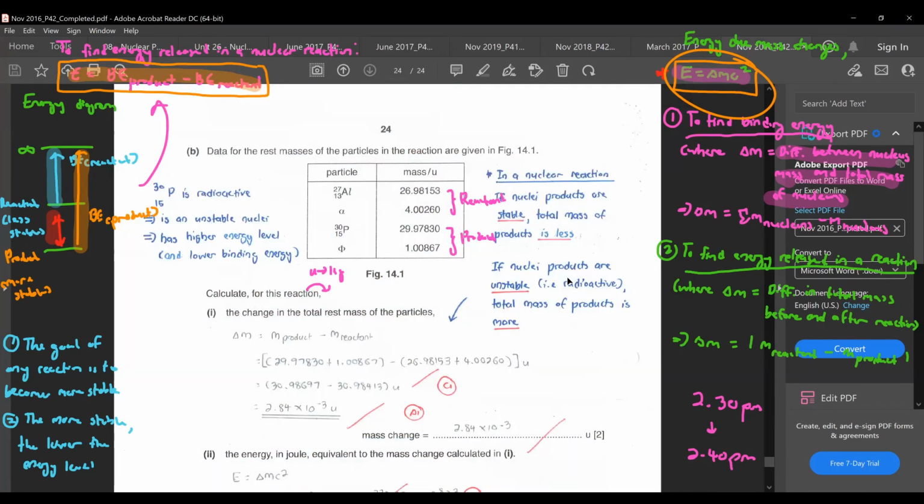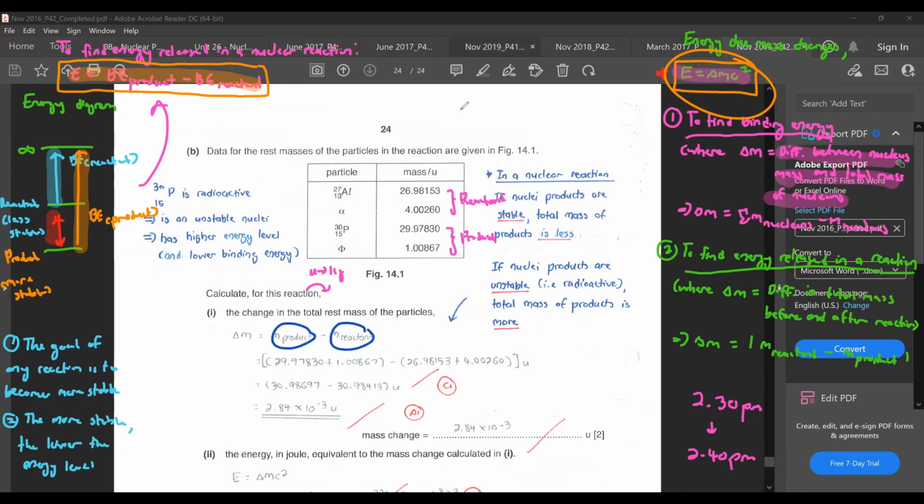If you look at the mass of the product and the mass of the reactant individually, you will realize that the mass of the product is actually more than the mass of the reactant. This tells you that there is an increase in mass. So when you have an increase in mass, energy must have been converted to mass.